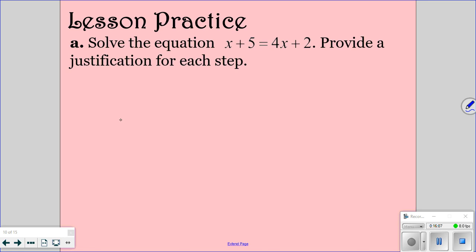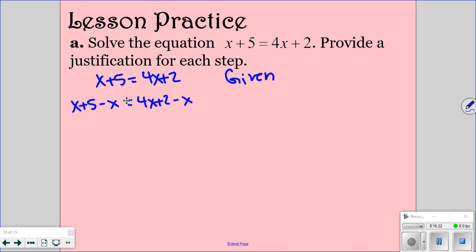So for this one, you first write down your equation. X plus 5 equals 4x plus 2. And that's the given. I want to subtract x from both sides of my equation. So that's going to be the subtraction property of equality. And then you're going to simplify.